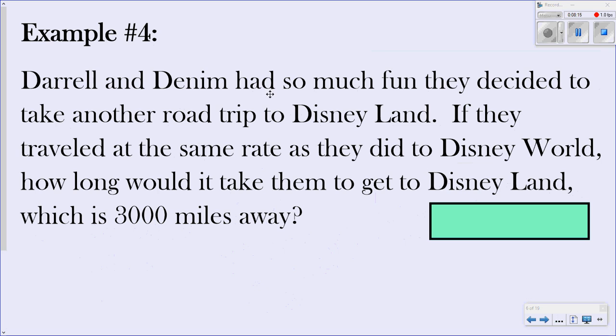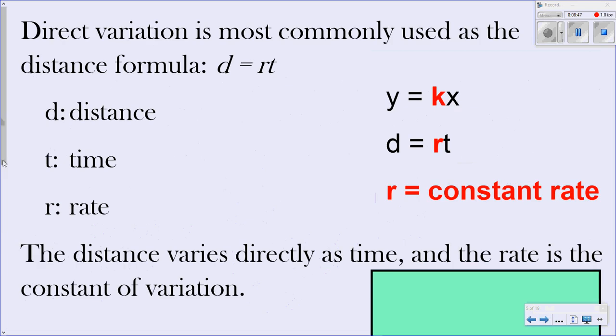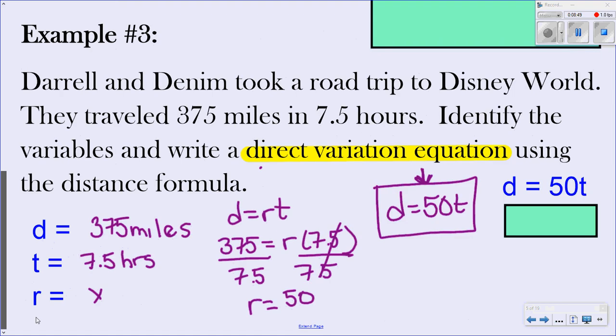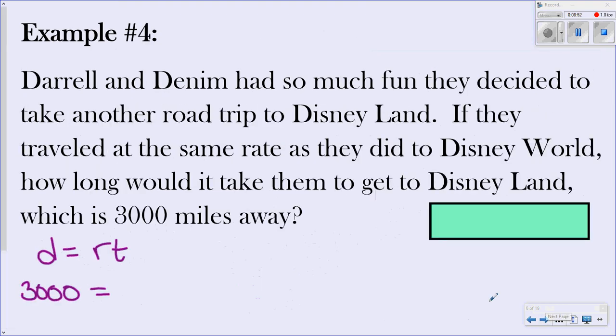Darrell and Denham had so much fun, they decided to take another road trip to Disneyland. If they travel the same rate as they did to Disney World, how long will it take them to get to Disneyland, which is 300 miles away? So we're using d equals rt. We know that the distance is 300 miles. And they said they travel at the same rate as they did to Disney World. So let's go back. The rate was 50. So we're going to use 50 for this problem.